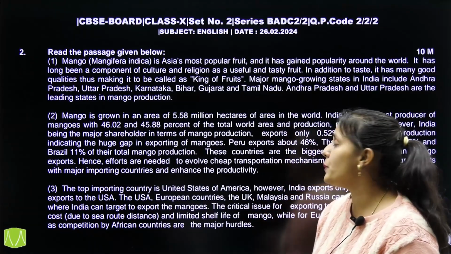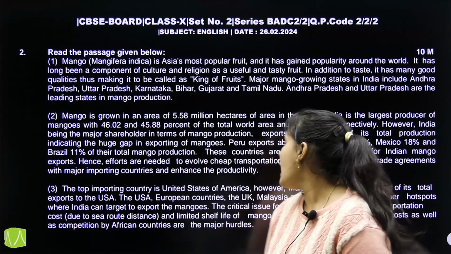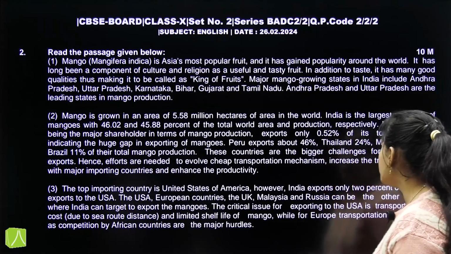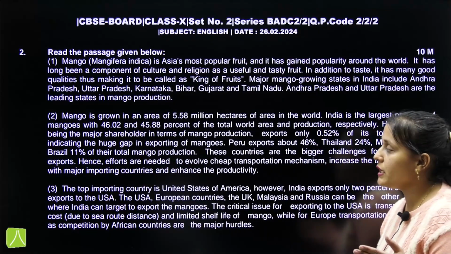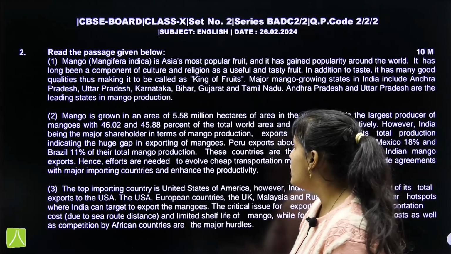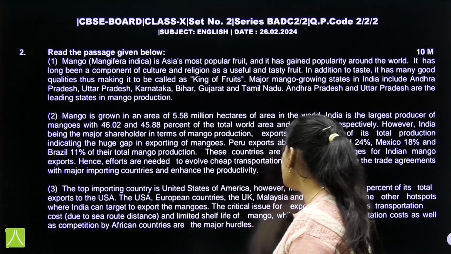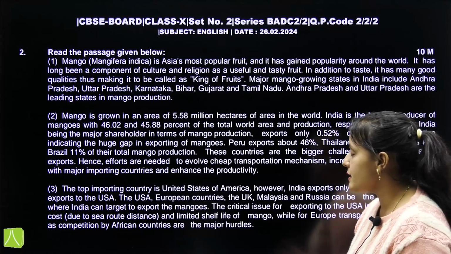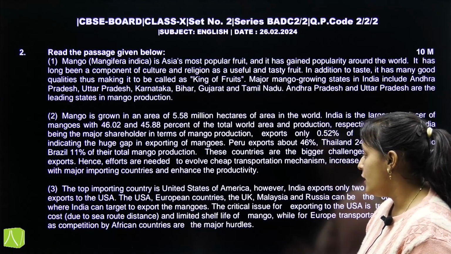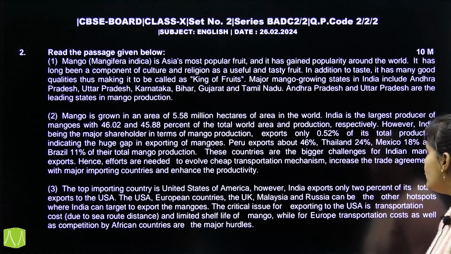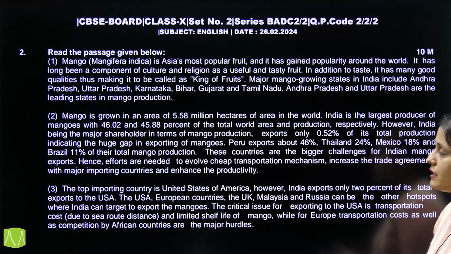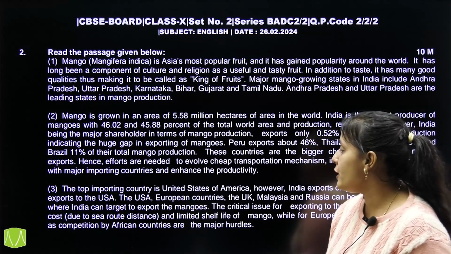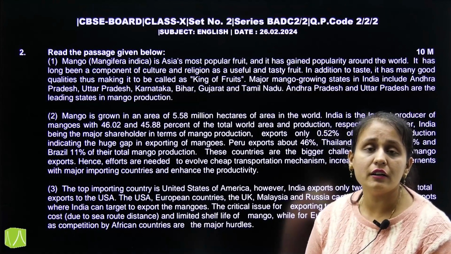The USA, European countries, the UK, Malaysia and Russia can be the other hotspots where India can target export the mangoes. The critical issue for exporting to the USA is transportation cost and limited shelf life of mango, while for Europe, transportation cost as well as competition by African countries are the major hurdles.